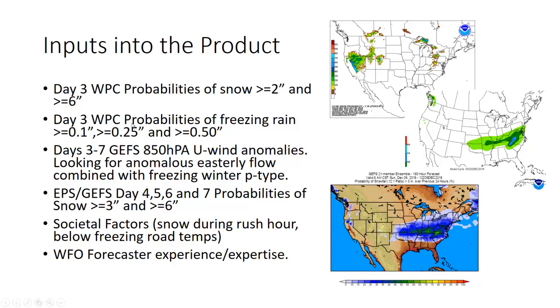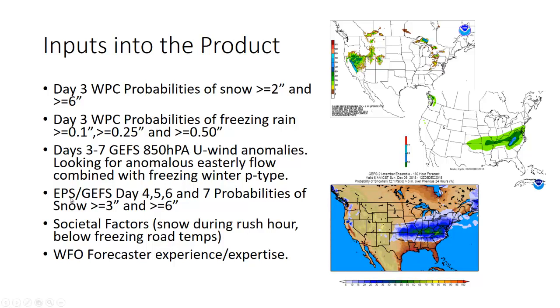The day 3 WPC probabilities of freezing rain greater than, this is supposed to be 100th, I apologize, 100th of an inch, quarter of an inch, and a half an inch. The days 3 through 7 GEFS H50 U wind anomalies, and basically you're looking for anomalous easterly flow combined with freezing winter precip type, and there's been a lot of research that shows that if you get a strong easterly wind, it can intensify or make the snowfall, or freezing precip, even worse than what might be advertised.